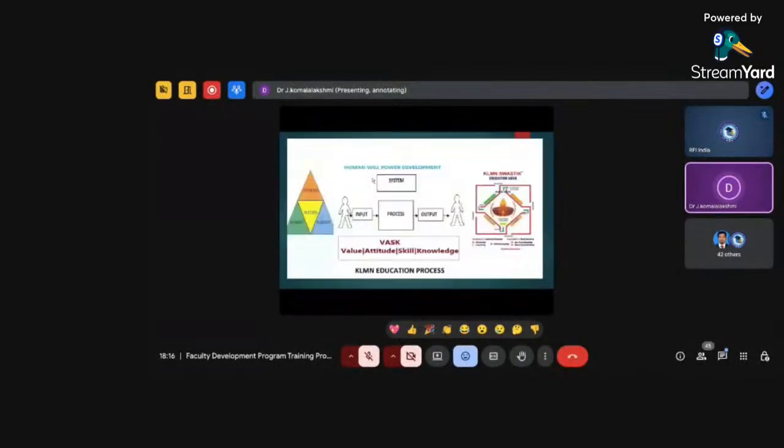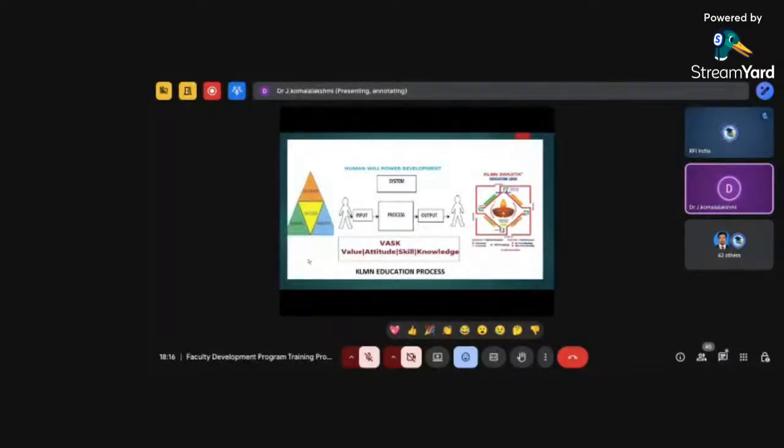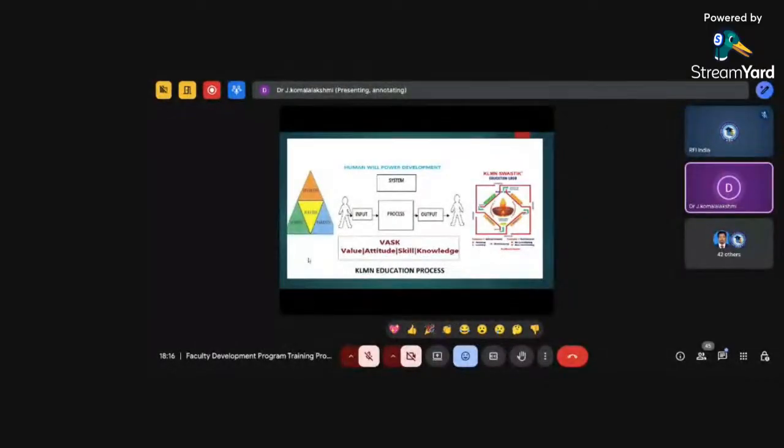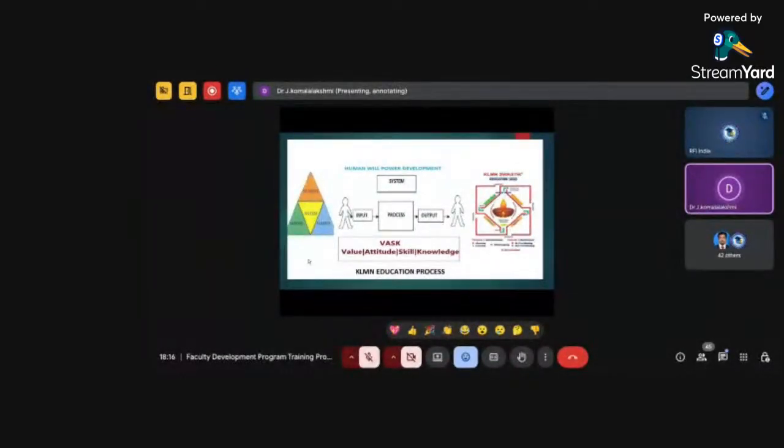It may be in the slide if it comes, or we can write it: higher order thinking skills, K1, K2, K3, K4, K5, K6. What are they? Remember, understand, apply, analyze, evaluate, create. So those are the higher order thinking skills. We have to apply our higher order thinking skills: apply, analyze, evaluate, and create. For that purpose, this logo is used.